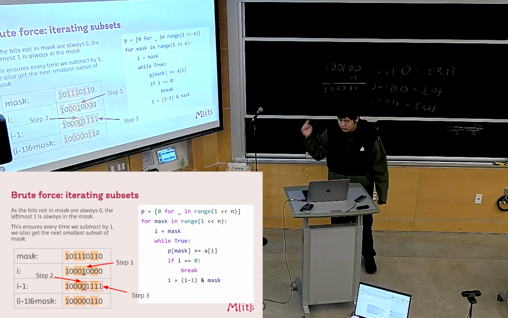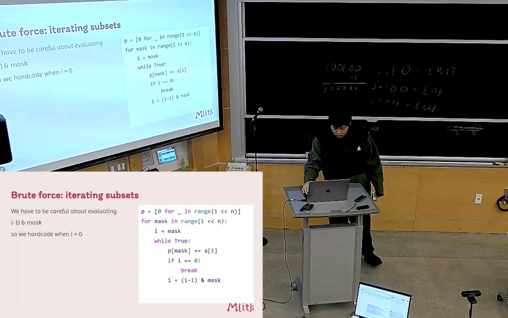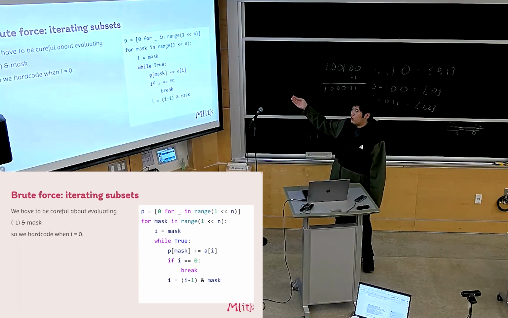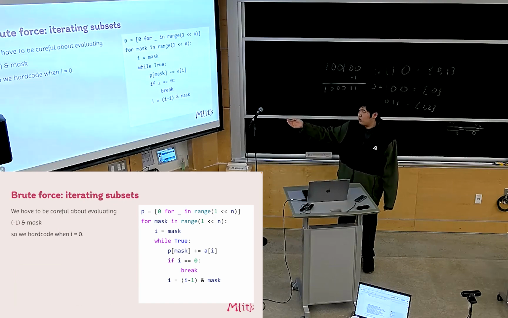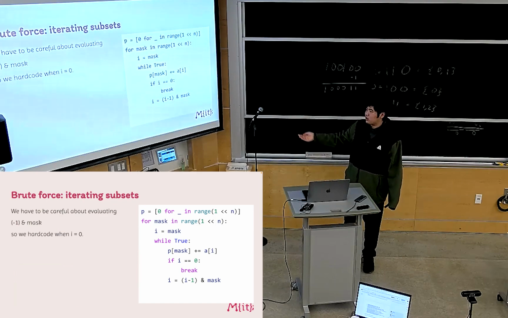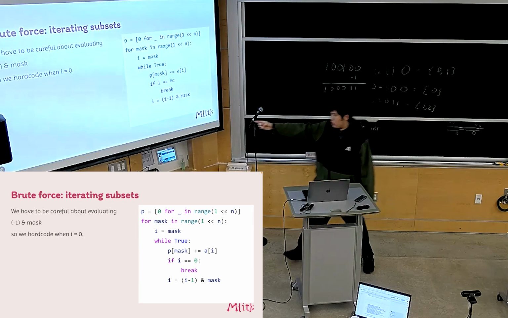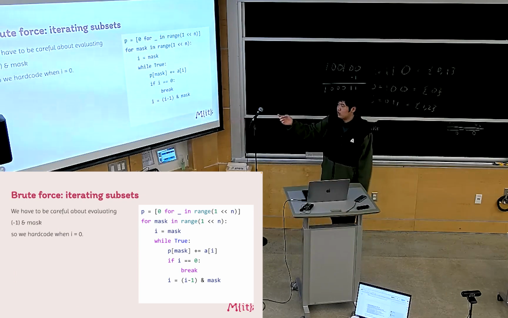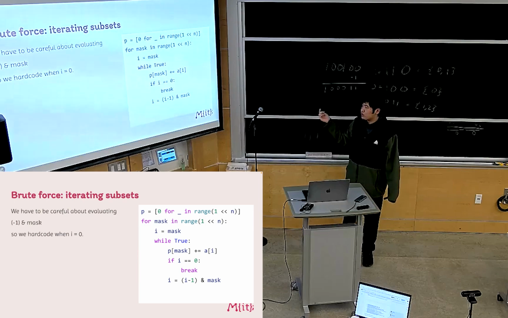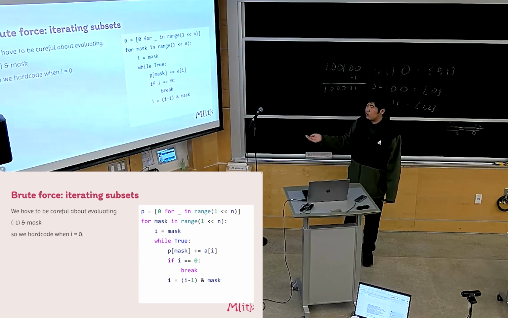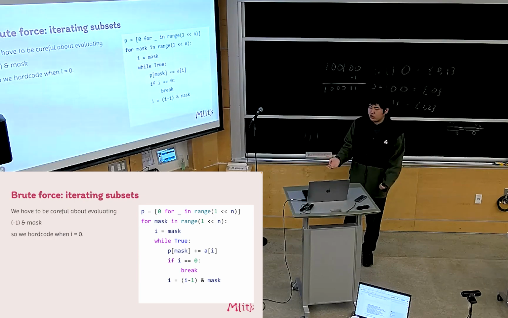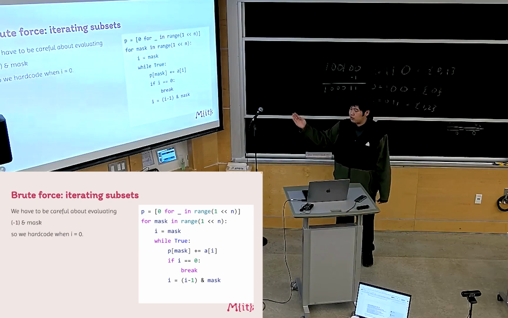Great. So with that in mind, it's also a bit of a hassle to worry about the case when we accidentally compute when I is equal to 0 at the very bottom here, and we accidentally compute -1 AND mask. So we just avoid that by breaking immediately when I is equal to 0. And we know that this is correct because there are no smaller subsets after 0. So this is just an implementation detail.